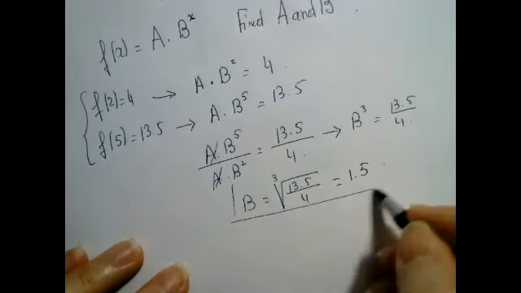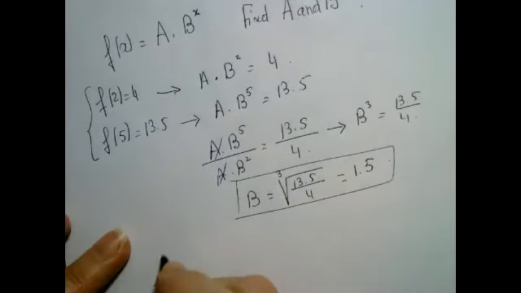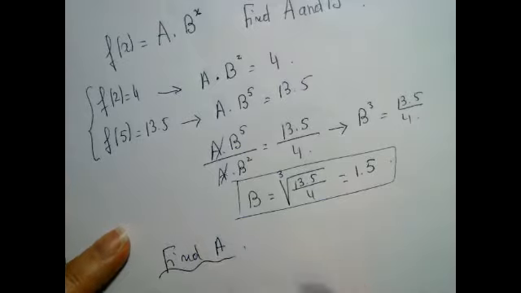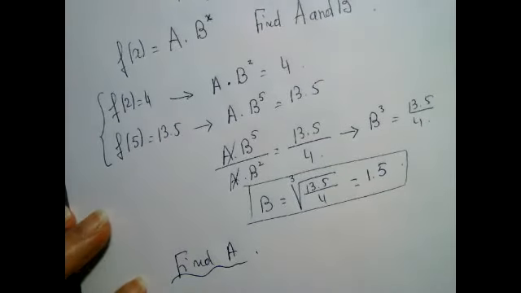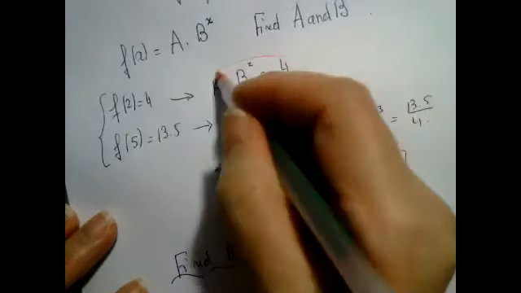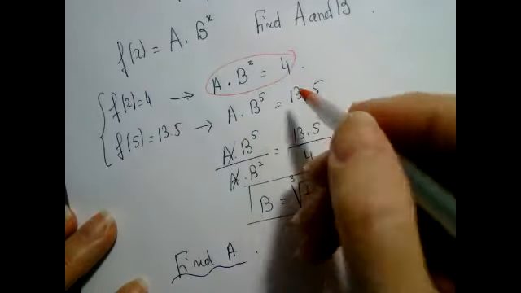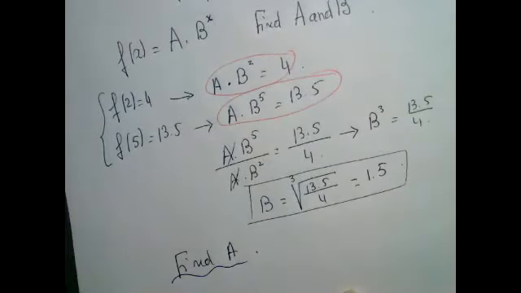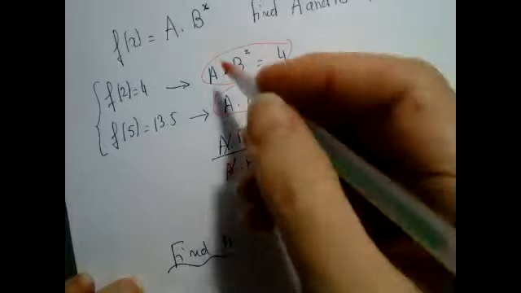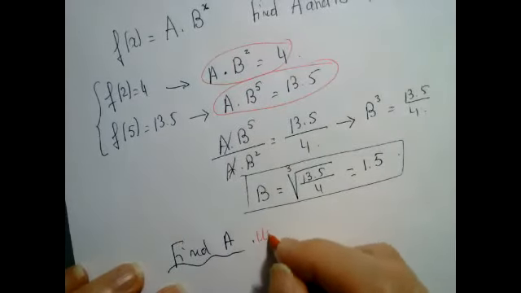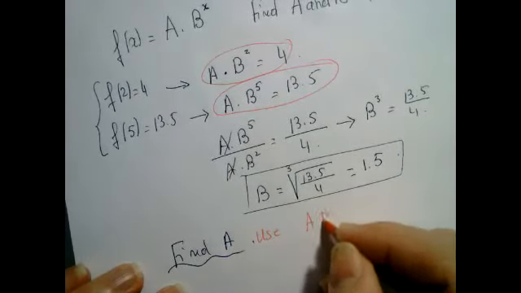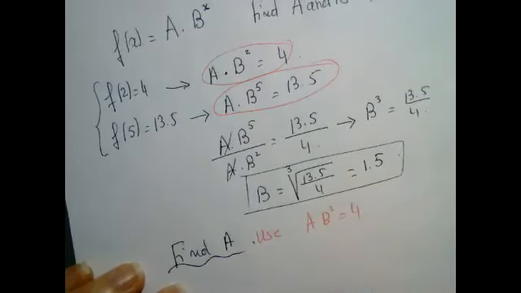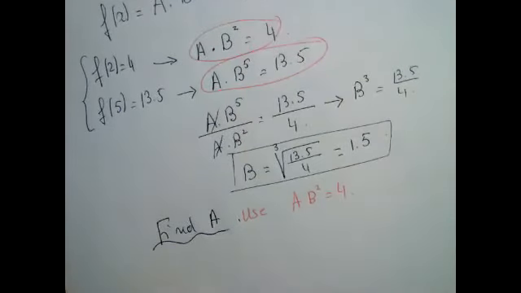So now I get my B. Now we need to find A. Okay. Now to find A, I have a choice. Either I use this data point or I can choose that data point. Either one will do. So I can use the first data point. So we're going to use the fact A B squared equal to 4, to find the A.